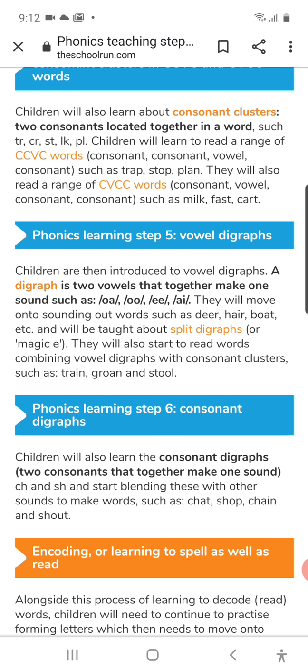Phonics learning step number 6 is consonant digraphs. Children will also learn consonant digraphs and they start blending these other sounds to make words such as chat, shop, chain, and shout.